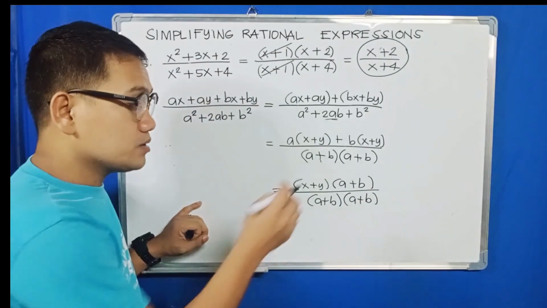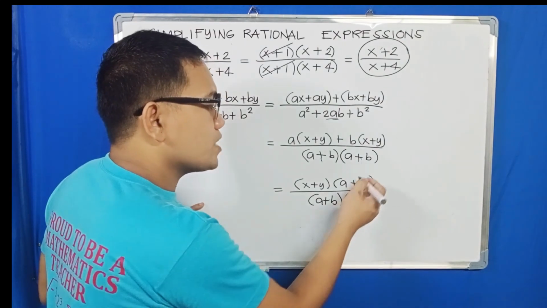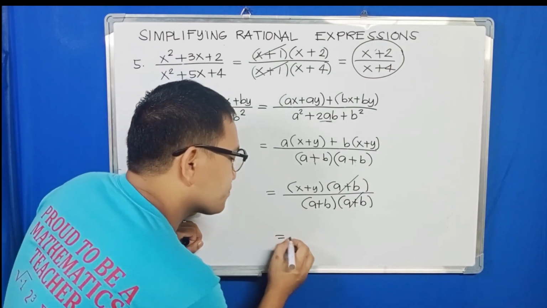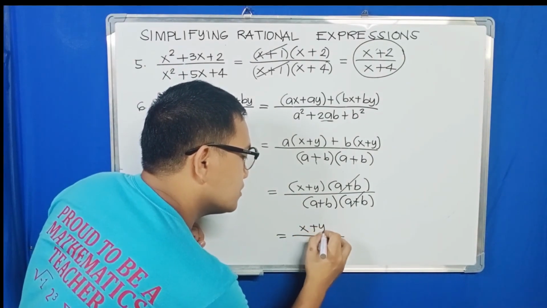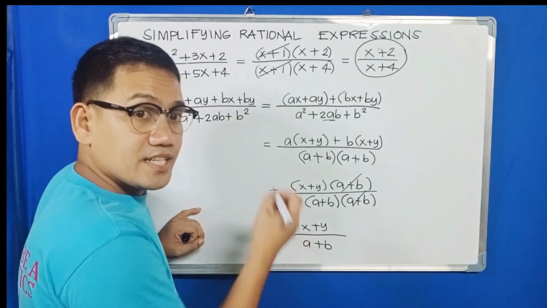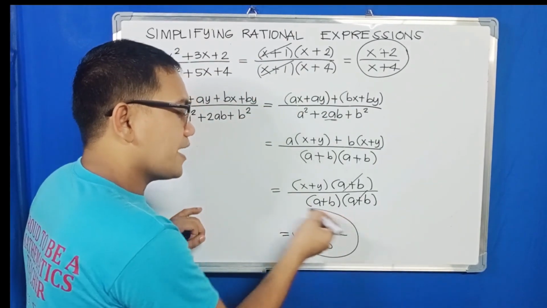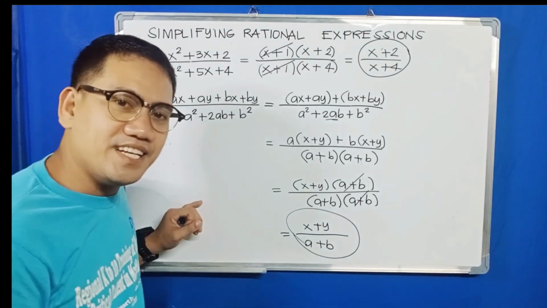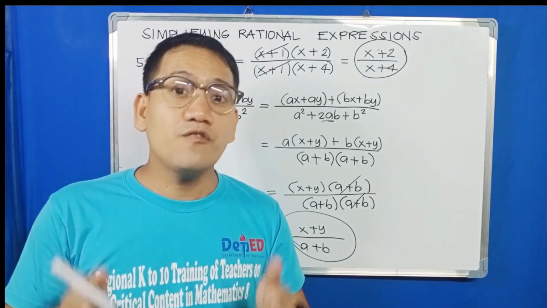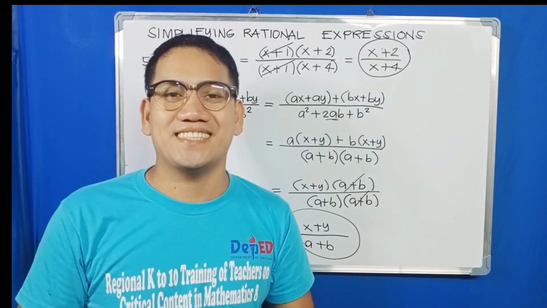And again, we notice that a plus b is both present in the numerator and in the denominator. So we can cancel it out. So what is left in our expression would be x plus y and the denominator, which is a plus b. So the simplified expression of this rational expression would be x plus y all over a plus b. So it is easier for us to simplify rational expressions if we already know how to factor the given expression.